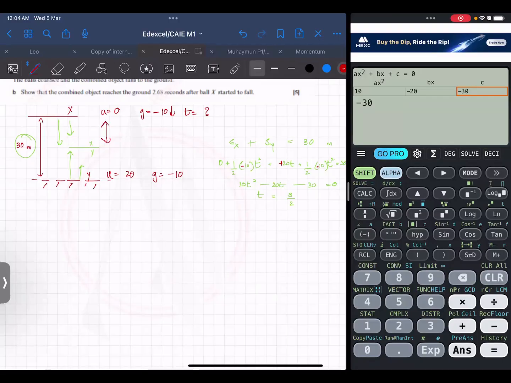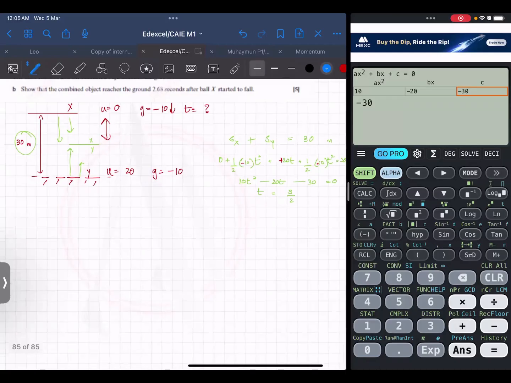If I want to find the distance this X has traveled, we are talking about distance, so we are not focusing on the direction of the motion right now. If you take it positive, s of x would be ut plus half at squared, and the distance for y is 20t, and this acceleration is trying to stop it, so minus 10t squared. The sum should be equal to 30. Good one.